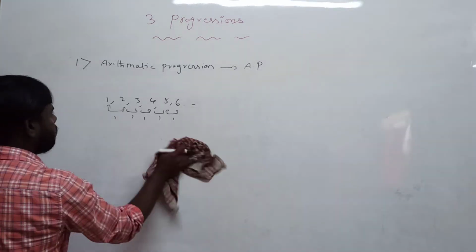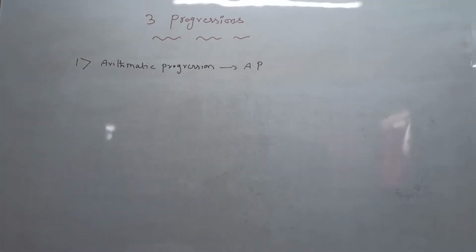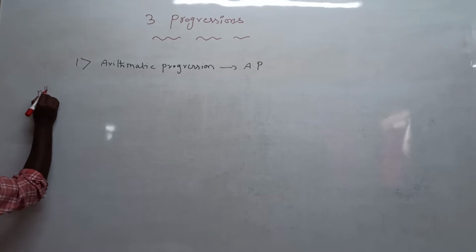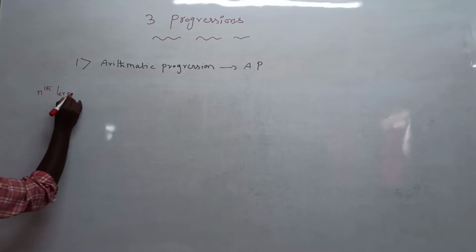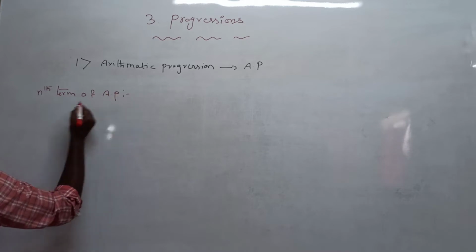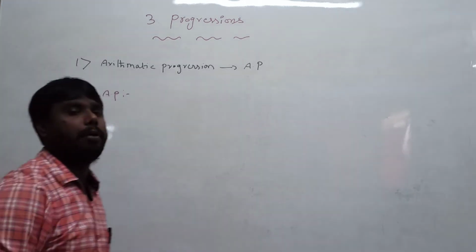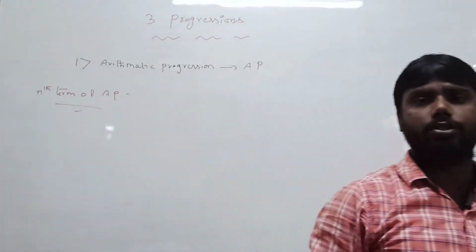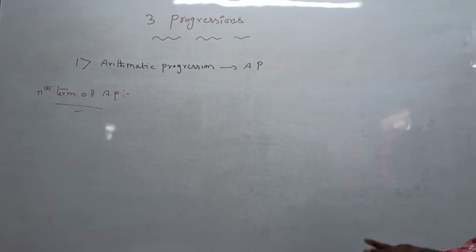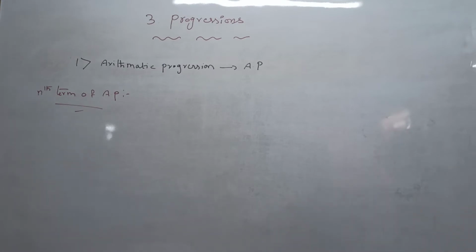Next, a very important formula: the nth term of an arithmetic progression. Already you know the definition of arithmetic progression: a sequence of numbers in which the difference between any two terms is the same. It is called an arithmetic progression, as well as the common difference.